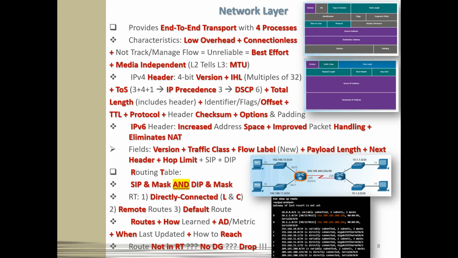Next important piece of information in the routing table comes between brackets, and this is called administrative distance and metric. What does administrative distance or AD do? AD determines the trustworthiness and rating of the route. How much trust we have put in the routing source by which we have learned about this remote network.